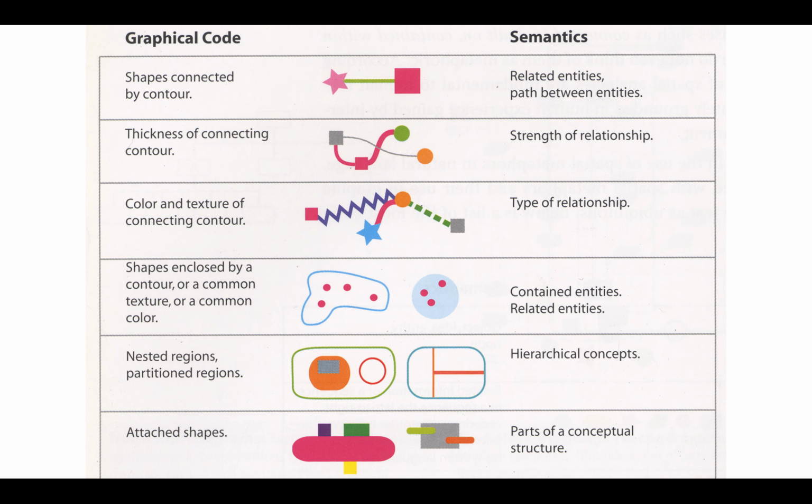And then finally, attached shapes mean again that they're related and they're part of the same structure. For example, you have the pink elongated shape with the three connected shapes that are related to one another, and then the gray with the two elongated shapes are also connected.